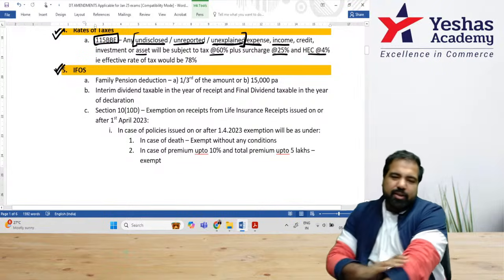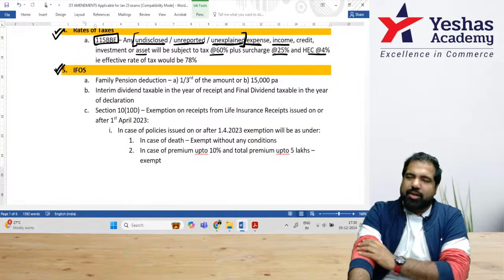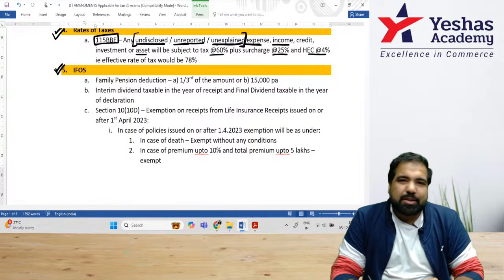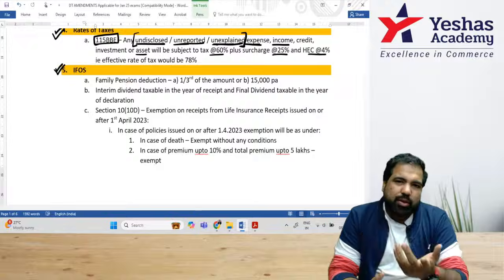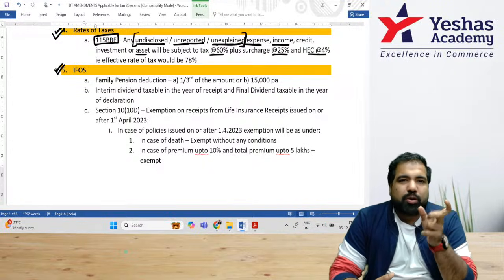Next, dividends. Dividends are free money. You sit at home, a company declares dividend from shares, and you get that dividend. Is it taxable? Definitely yes. Under IFOS, we know this. There's nothing new here. But what is new is that it depends upon the dividend.